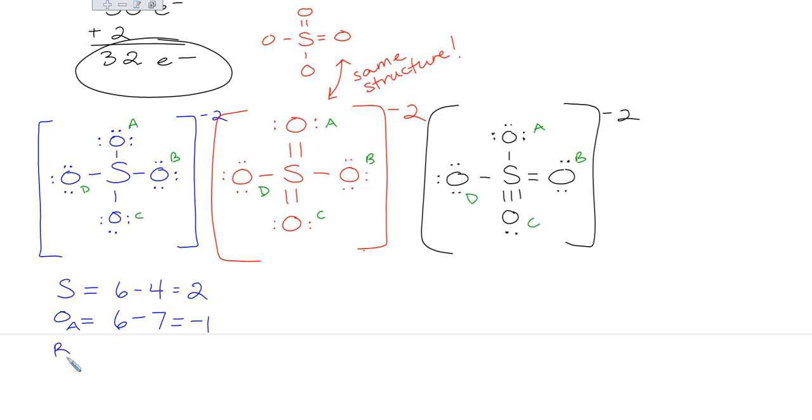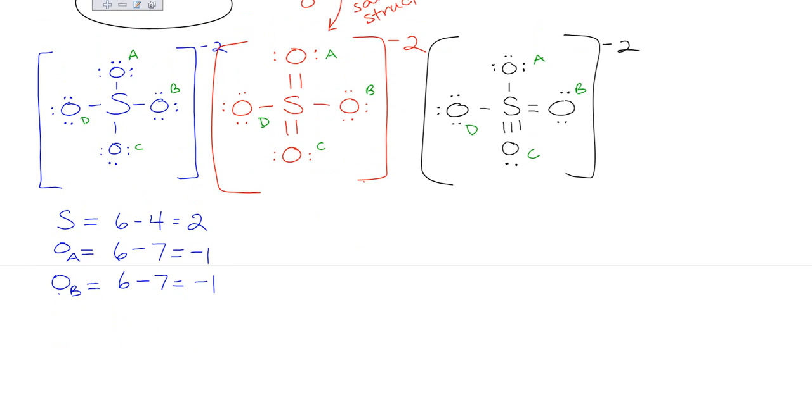Oxygen B. Oh, how convenient. They're all the same. Oxygen would normally have 6. We've assigned 7, for a total formal charge of -1. And then I'm going to do this to all 4 oxygens. I get it, they're the same. But I really do need to see all of these. Oxygen C, 6 minus 7. This is tricky math. And oxygen D would normally have 6 valence electrons. We've assigned 7 in our structure, for a formal charge of -1.